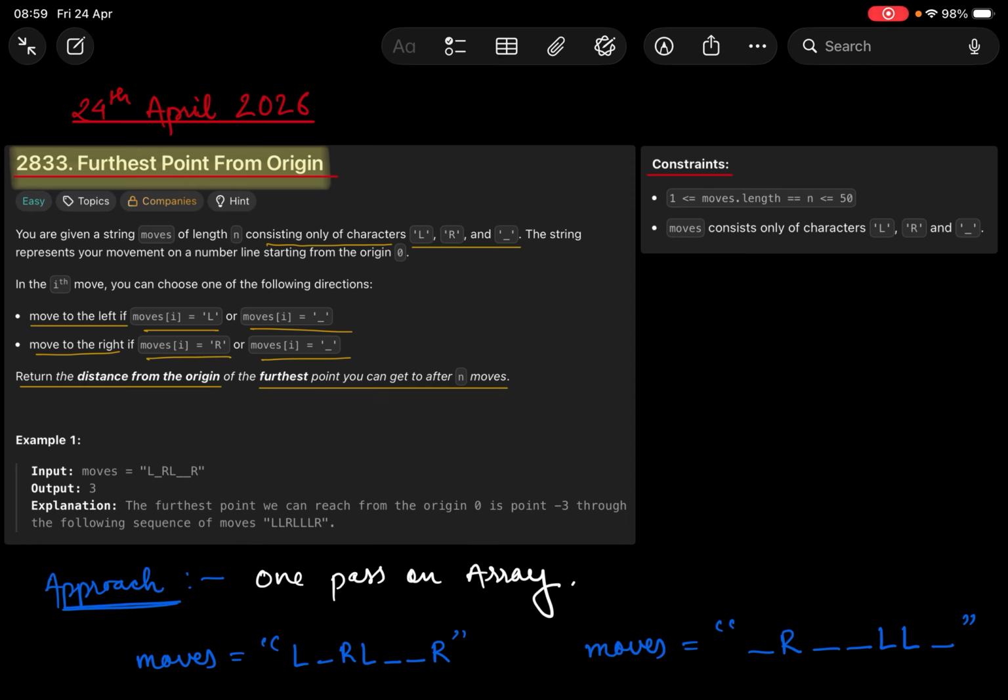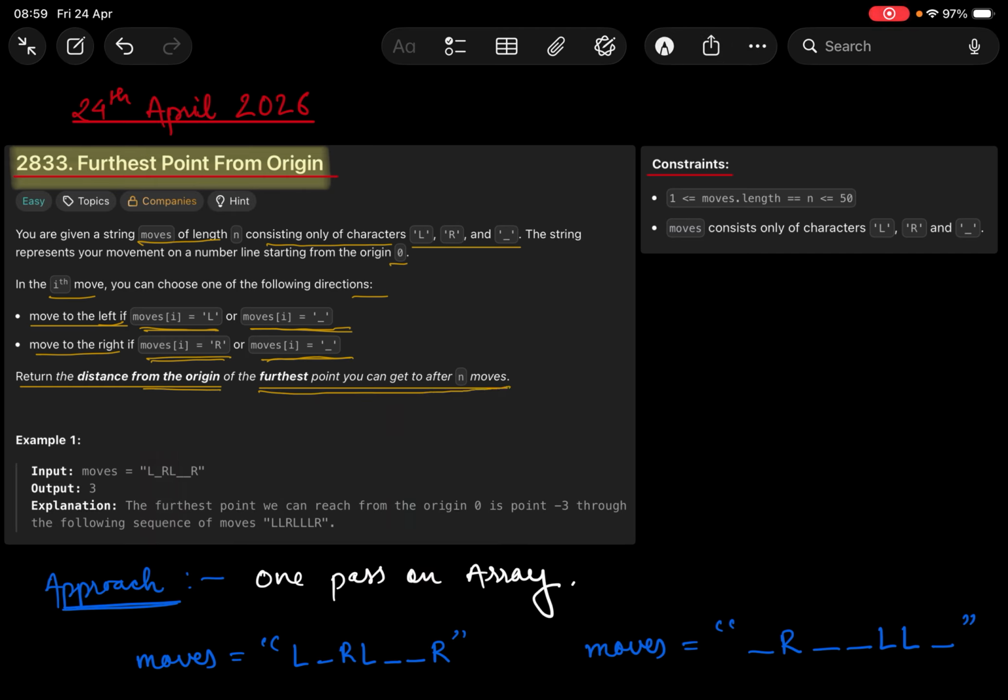Let's read this out. You're given a string moves of length n consisting only of characters L, R and an underscore. The string represents your movement on a number line starting from the origin, that is 0. In the ith move, you can choose one of the following directions. Move to left if moves[i] is L or moves[i] is underscore. Move to right if moves[i] is R or moves[i] is underscore. Return the distance from the origin of the furthest point you can get after n moves.